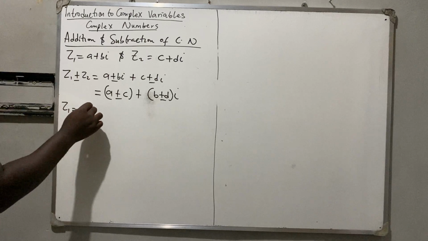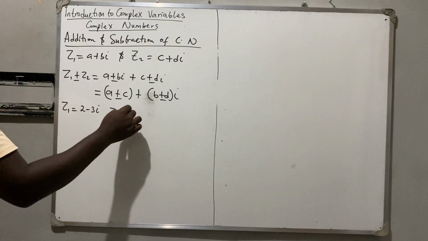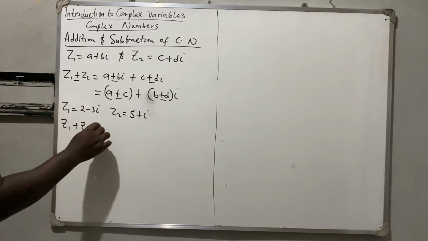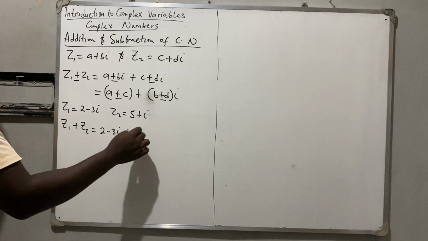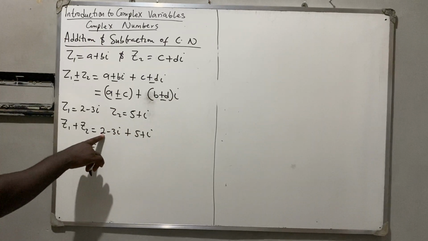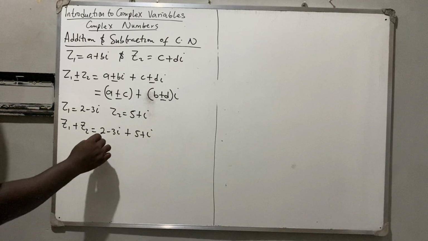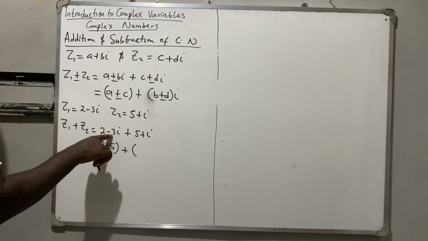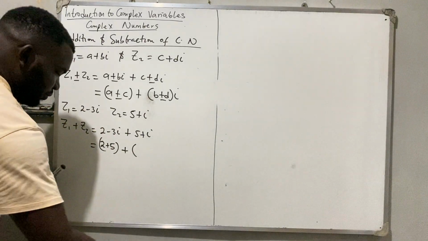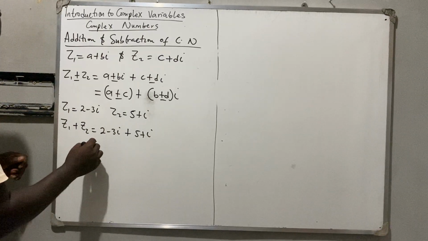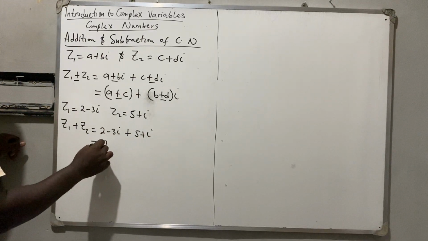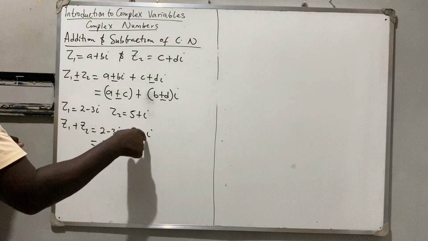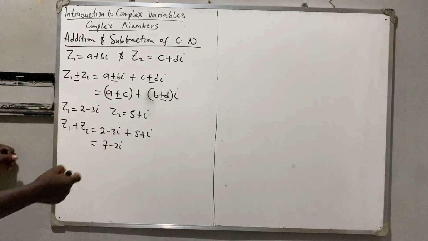Z1 is equal to maybe 2 minus 3i, and Z2 is equal to 5 plus i. Then I say we should find Z1 plus Z2. Which is what? 2 minus 3i plus 5 plus i. The one that does not have i, we add to the one that does not have i, which is 2 plus 5. Then plus the one that has i. In fact, even if you don't want to do it this way, just add it normally, straight up. You don't have i, you don't have i: this plus this is 7. You have i, you have i: minus 3i plus 1i, there's an invisible 1 here, plus 1i will give you minus 2i. So that is the answer to that.